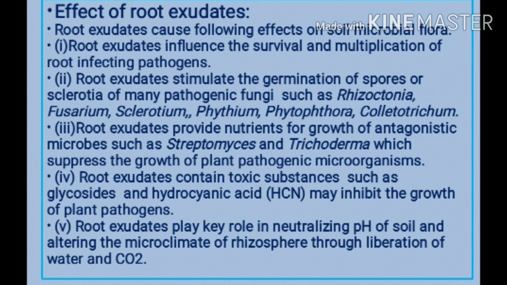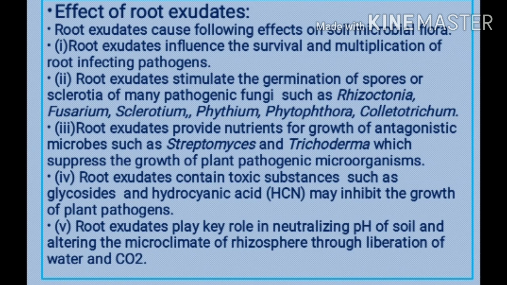So the root exudates which are released from the root, using these compounds, even root infecting phytopathogenic microorganisms survive and multiply using the nutrients. So the phytopathogenic population also increases due to the rhizosphere effect. Root exudates stimulate the germination of the spores or sclerotia of many pathogenic fungi such as Rhizoctonia, Fusarium, Sclerotium, Phytophthora, Pythium, Colletotrichum, etc. In that way they are harmful.